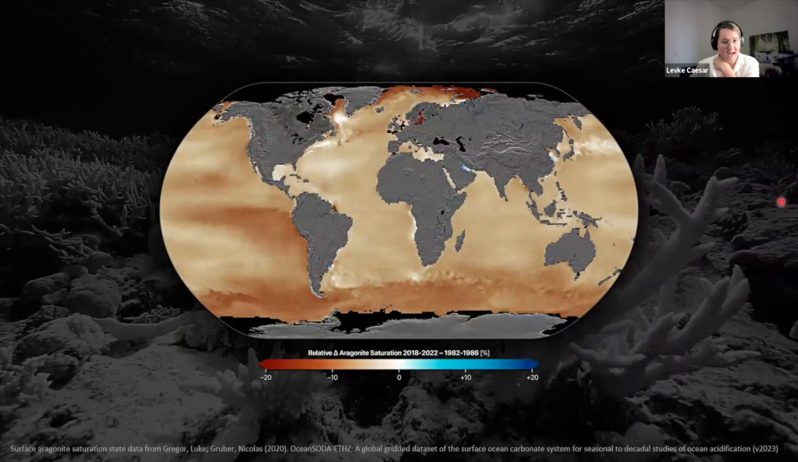Again, showing this as a map. Here we are comparing the Aragonite saturation state from the early 1980s with the most recent 5-year period that we have data for, which is 2018 to 2022. And the color indicates percentage change. Basically everything in red and orange, and that's basically everywhere, has experienced a drop in the saturation state.